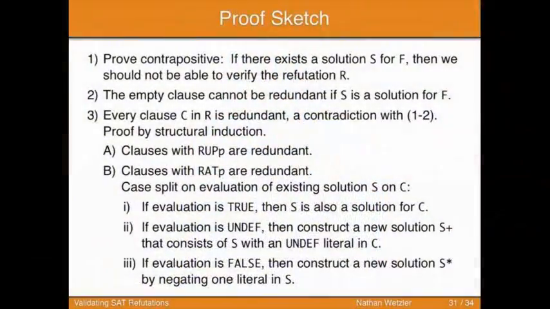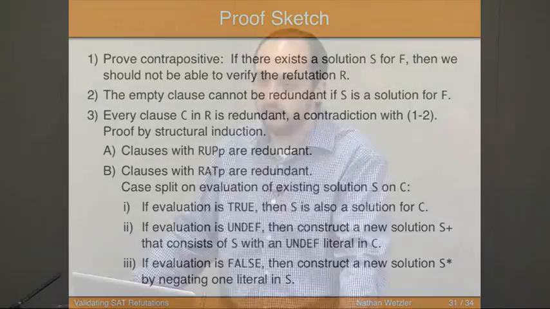And finally, if the clause we're trying to establish as redundant evaluates to false under the existing solution, then we need to take some part of the solution and flip one of the assignments in that solution so that this clause now evaluates to true. And that's probably one of the trickier parts of the proof, knowing which literal we need to flip so that we don't falsify any of the clauses of the original formula. So that's a bit of a sketch.